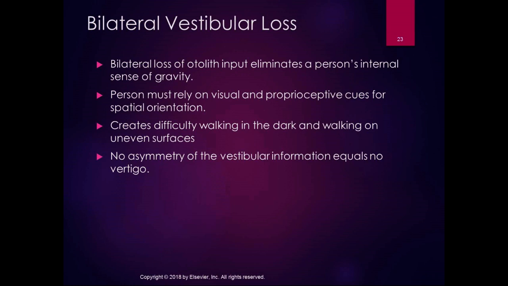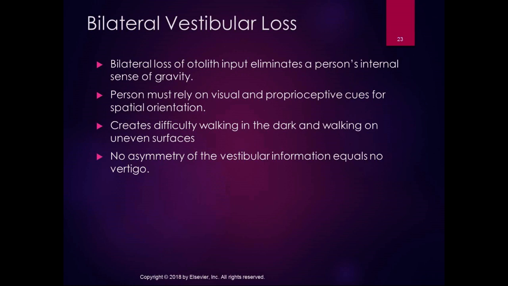Bilateral vestibular loss. So either you have bilateral loss of otolith input or bilateral effects in the central system. It eliminates the person's internal sense of gravity. So that just makes it so we have to rely more on visual and proprioceptive cues for spatial orientation. It can create difficulties walking in the dark because then we're taking out the visual too, or walking on uneven surfaces. So there's no asymmetry of the vestibular information, so you don't get any vertigo with bilateral vestibular loss.